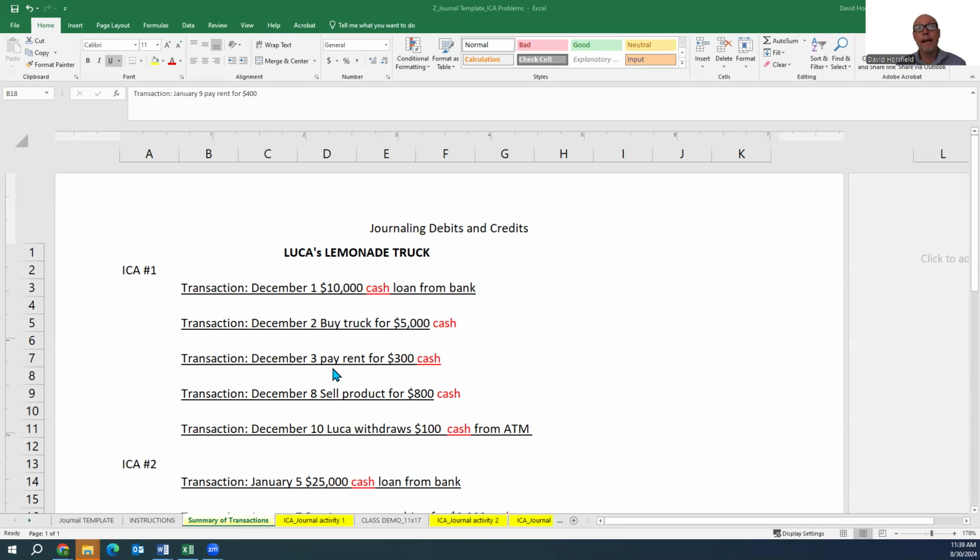December 3, Luca pays rent for $300 in cash. December 8, Luca sells product and receives $800 cash for selling the product. December 10, Luca goes to an ATM machine and withdraws $100 in cash.